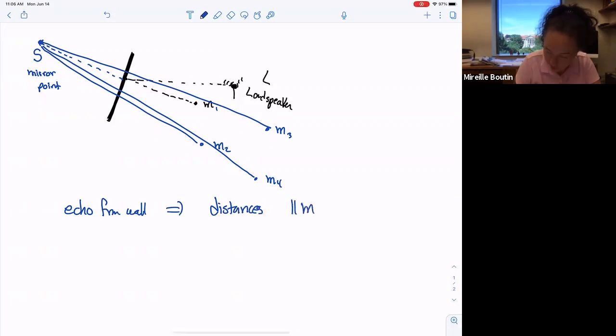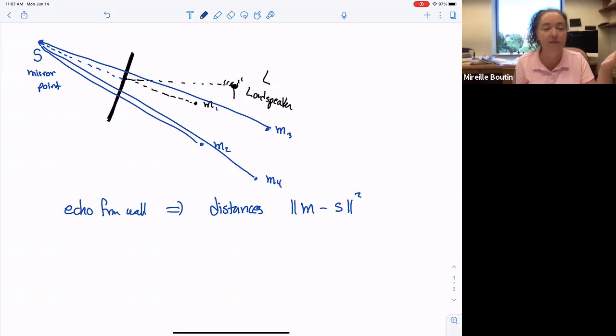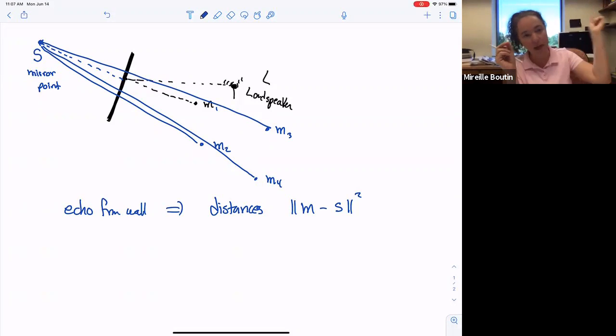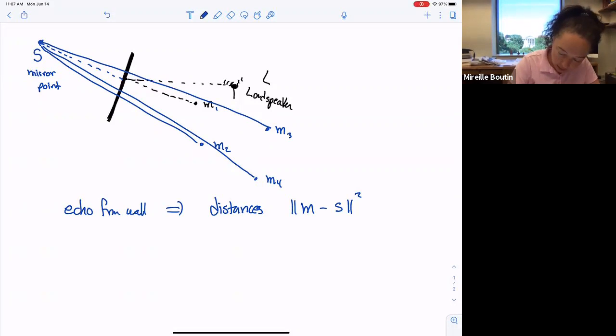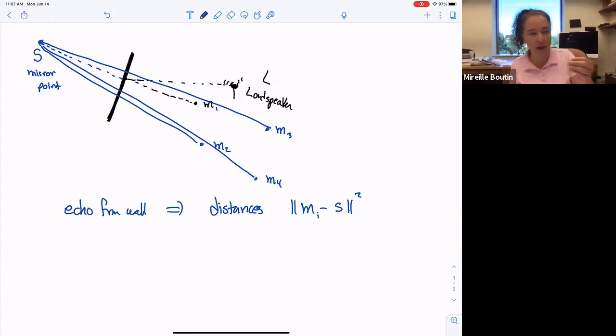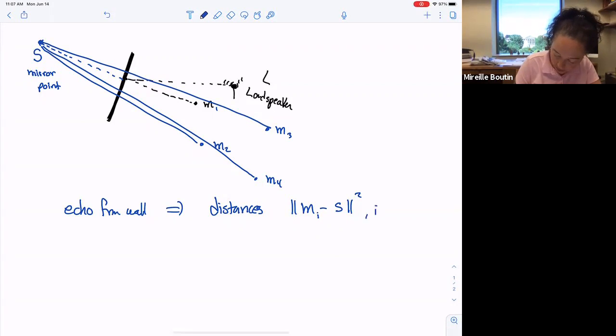So we have our first microphone, M minus S, its distance squared to us is given by the time it takes between the original sound and hearing back the echo. And then we add a bunch of different microphones, so then we get distances Mi minus S squared. These are going to be the distances between the microphone and the mirror point. I say distances, they're really distances squared, but we remove the square. There's always a square essentially, so when I say distances, I mean distances squared. And we have 4 of them: M1 minus S, M2 minus S, M3 minus S, and M4 minus S.